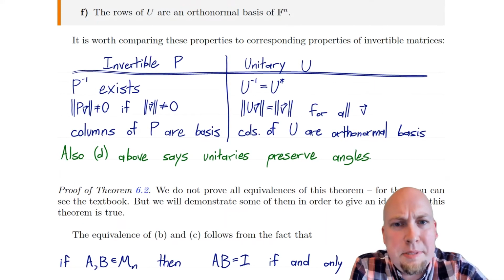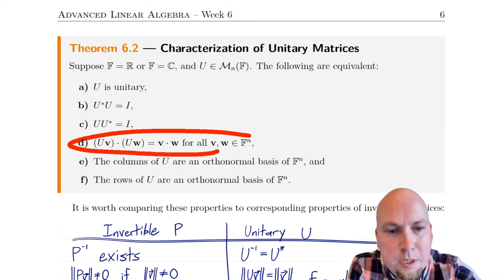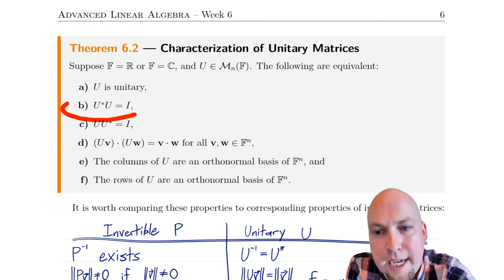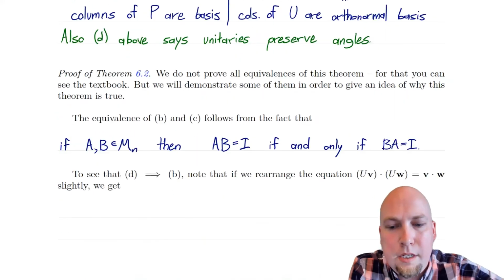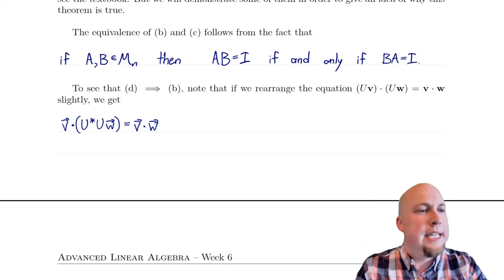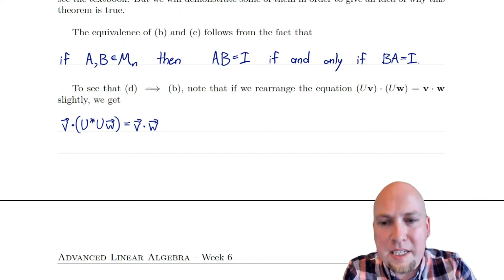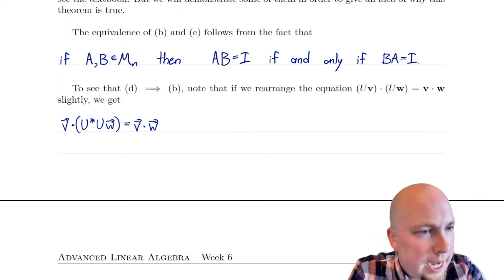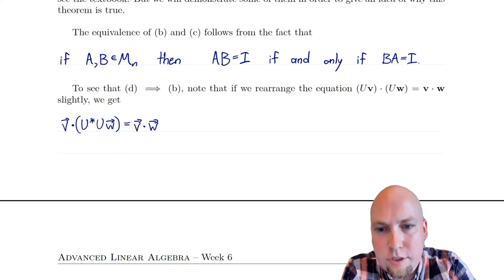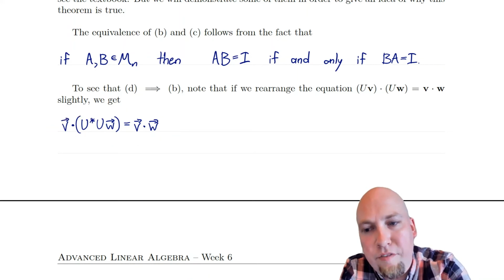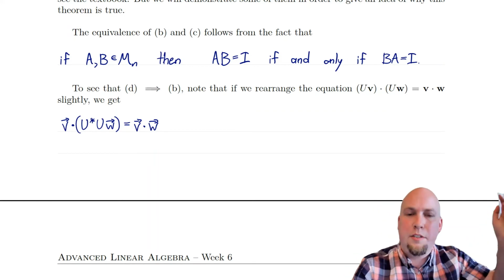All right, next implication that we're going to show is that property D here, so this inner product preservation property, implies property B here. So we're going to see why D implies B. All right, and the way that we're going to show this is we're going to look at this equality here, and we're just going to rearrange it a little bit, okay? So I'm going to use properties of adjoint. We learned about this last lecture. I can move this U over to the right-hand side as long as I change it to a U star, as long as I change it to an adjoint. So I end up getting this equality here, V dotted with U star U W equals V dot W. So I didn't do anything on the right-hand side.